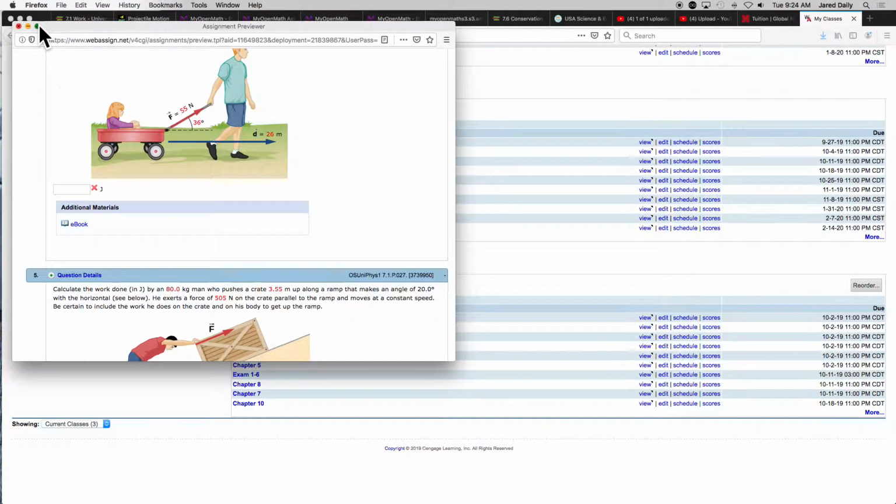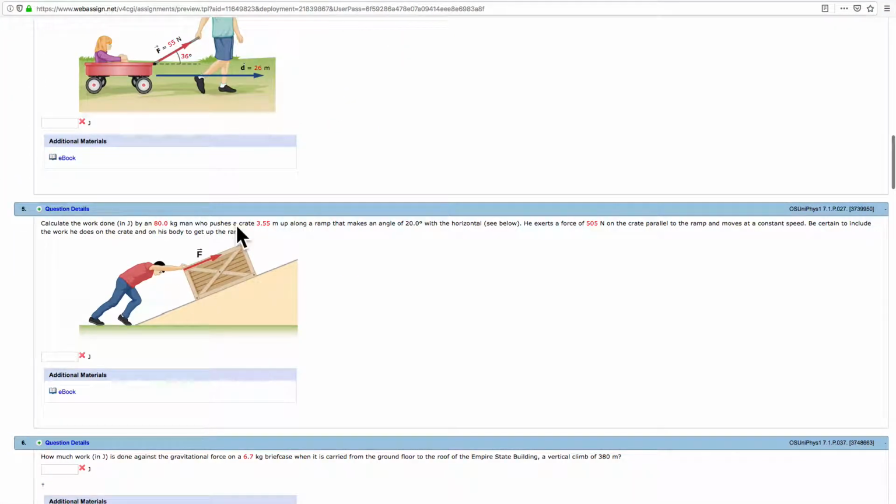So anyway, in this one you have to calculate the work done on the box. And the work done on the box is easy. It's just the force of 505 times the distance that it travels and the cosine of the angle, which in this case is 20 degrees, right?